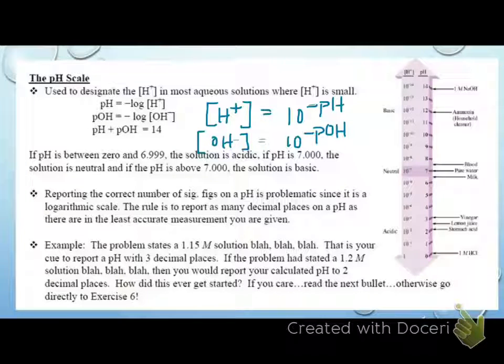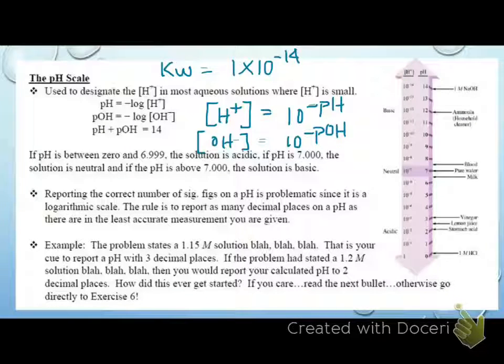Yesterday we talked about the Kw value being 1 times 10 to the negative 14. Guess what happens if you take the log of 1 times 10 to the negative 14? What do you get? 14. Okay, so that's where the 14 comes from.